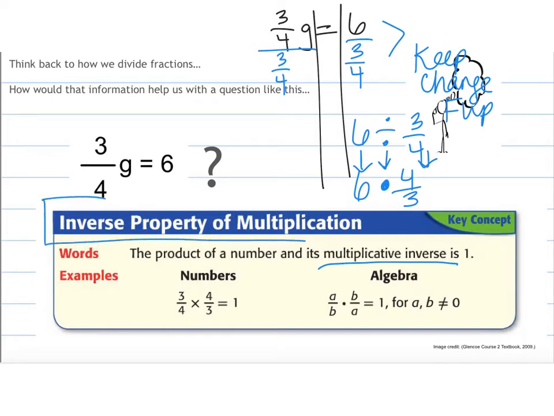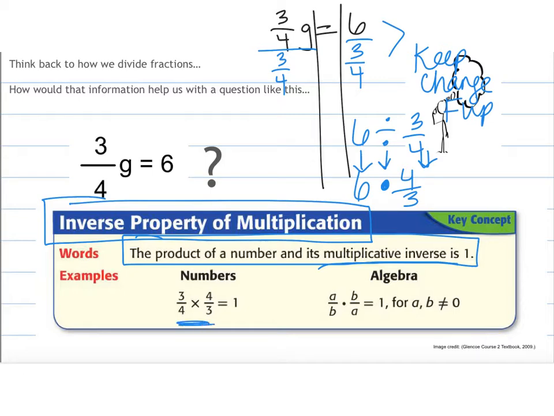So now we have the inverse property of multiplication, along with the addition and subtraction property of equality and the division property of equality. This says, and yes, you need to write this down, that the product of a number and its multiplicative inverse is 1. So 3/4 times 4/3 is 1, and A over B times B over A is 1. Notice that you're just flipping it, and then you multiply together to get 1. So here, we would just flip it around and multiply it that way.